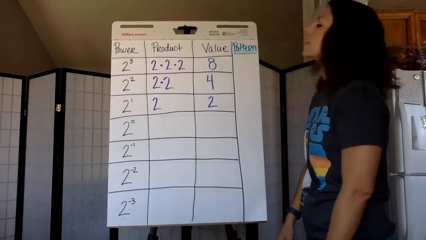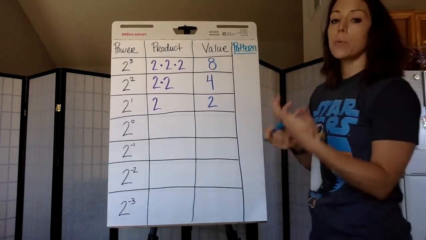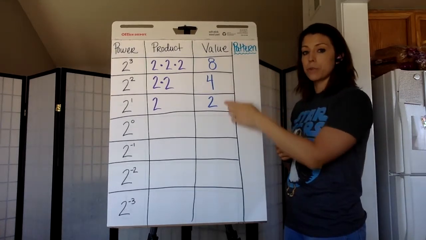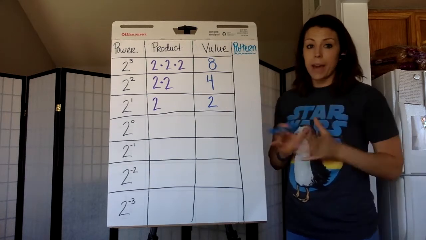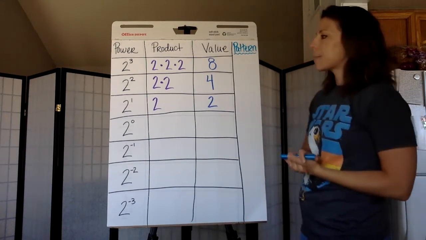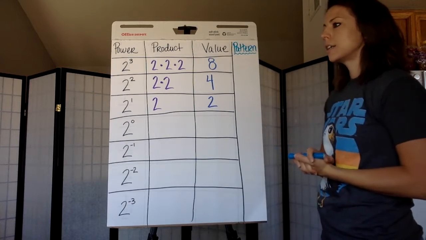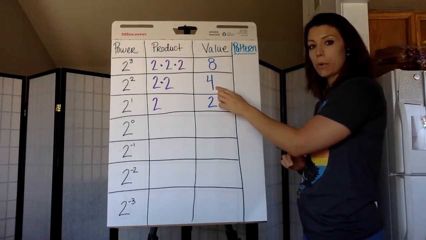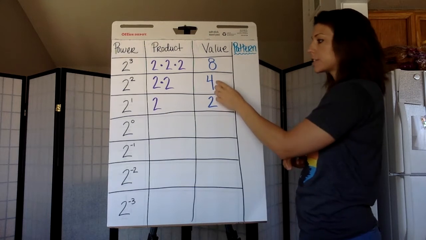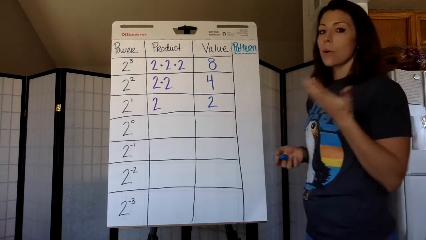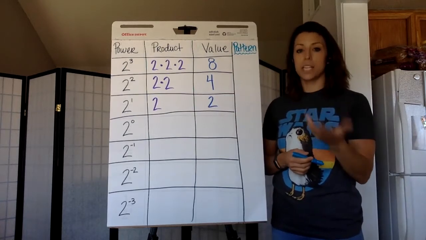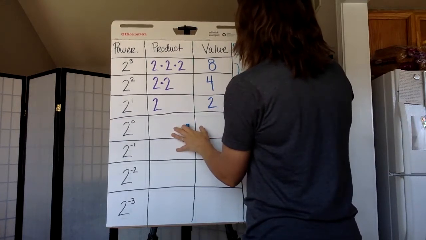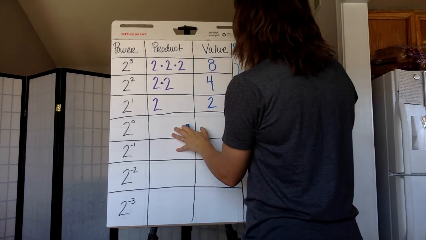So let's look for a pattern. How do I get from 8 to 4? Well, one way is I subtract 4. Is that the same pattern that I used to get from 4 to 2? Just 4 minus 4 equals 2? No, so the pattern is not subtraction. How else could I get from 8 to 4? What about dividing by 2? Does 8 divided by 2 equal 4? Yep. Does that pattern continue to work? Does 4 divided by 2 equal 2? Yeah. So what I always say is if a pattern works twice, chances are it's going to work again. So the pattern here is that every time I move down my table, I'm dividing by 2.